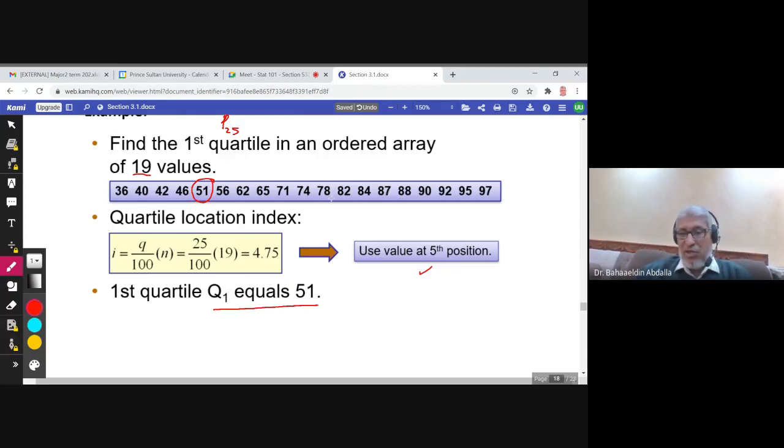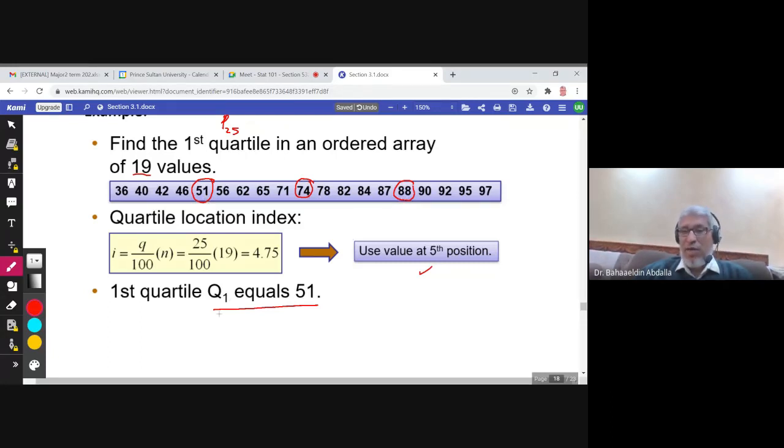If the data is sorted, how can I find them easily? Look at this method. I have four numbers here: 1, 2, 3, 4, this should be the median. 1, 2, 3, 4, this should be Q3. 1, 2, 3, 4. So this is Q1, this is the median, this is Q3.